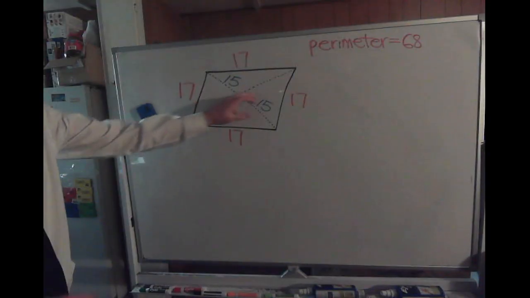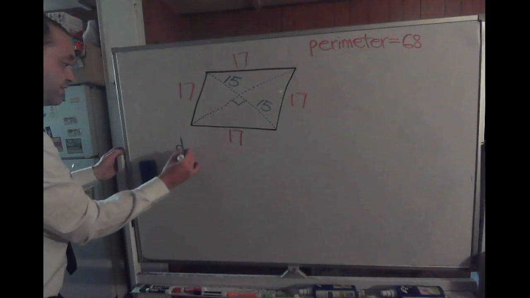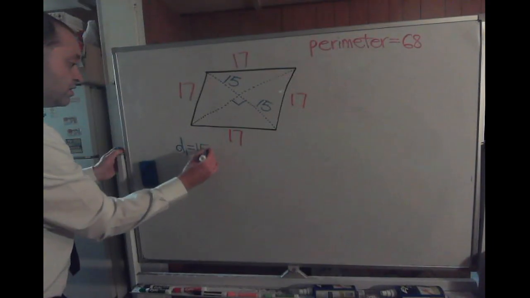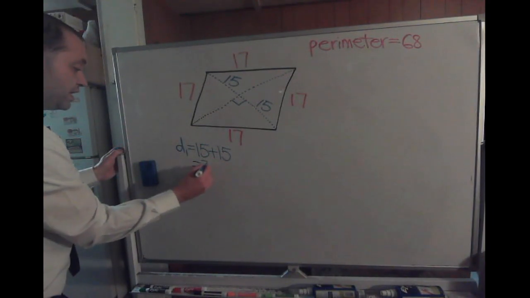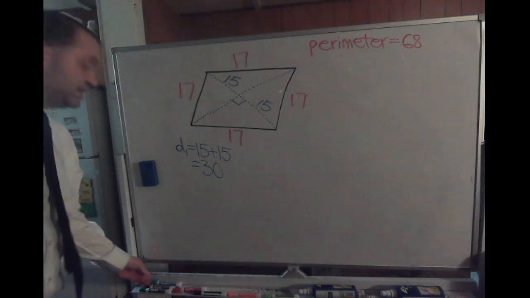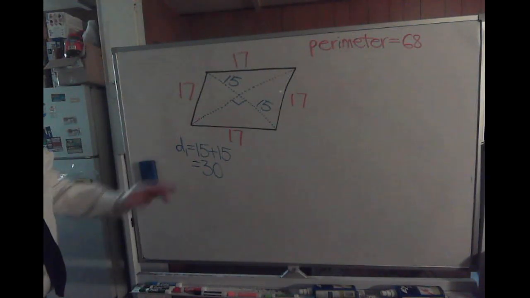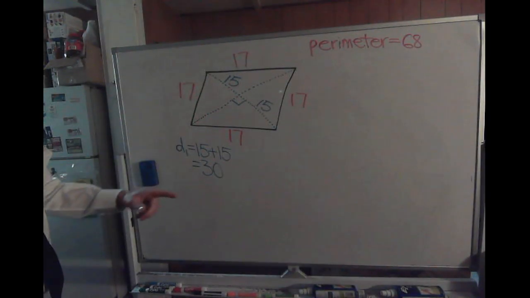We know the length of one diagonal. The length of this blue diagonal is 15 plus 15, which would give you what? They would have a length of 30. So that's not so bad. Now we just need to use some Pythagorean theorem to find even 1/2 of this other diagonal.